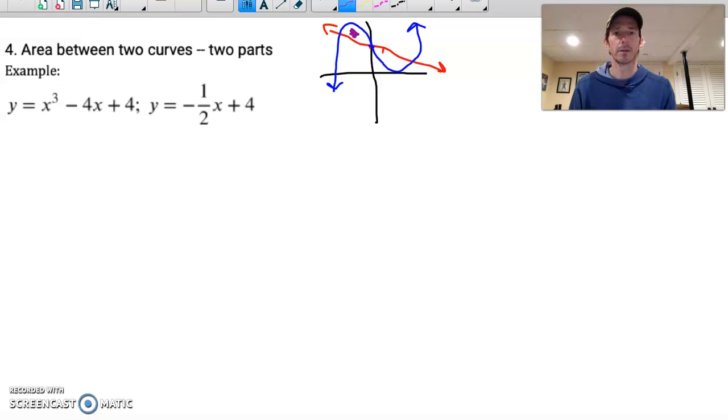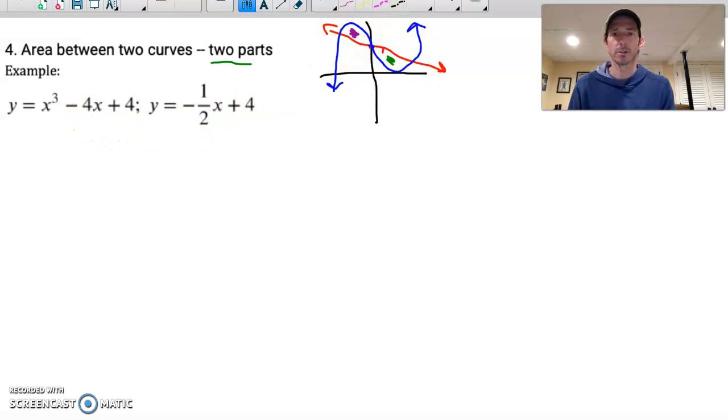And then over here in St. Patrick's Day green, the line happens to be above the cubic. So I have to have 2 completely separate pieces. That's why this says 2 parts. So now I already know this point of intersection is 0. I have to figure out where these 2 happen to be.